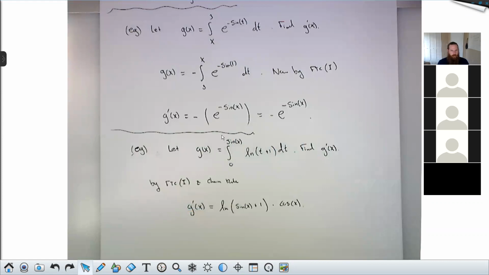So when you want to differentiate through a function that's defined as an integral, you just stop writing the integral and you plug this upper bound in for your variable here. And then if this upper bound is anything more complicated than just x itself, you use the chain rule. You multiply by the derivative. Maybe one more quick example.